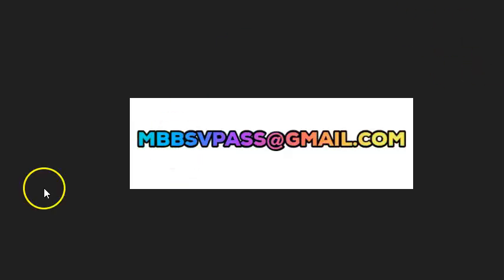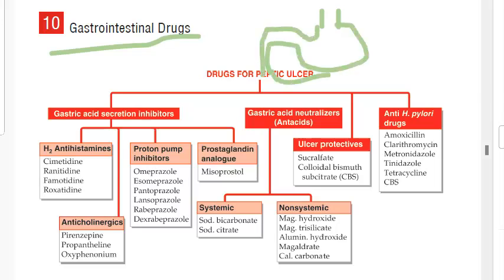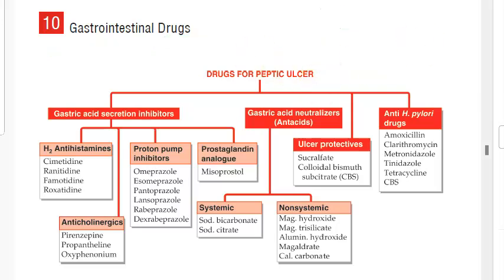Very good, guys. So now let's look at where it sits in the classification. Okay, so where are we here? In gastrointestinal drugs. That is everything about your stomach and intestine, right? In this system, they're talking about peptic ulcer. So peptic ulcer is a disease, you can say. So drugs for peptic ulcer, that is treatment for peptic ulcer. In that you have PPIs here, proton pump inhibitors. They will inhibit gastric acid secretion. They will prevent the secretion of acid in the stomach.